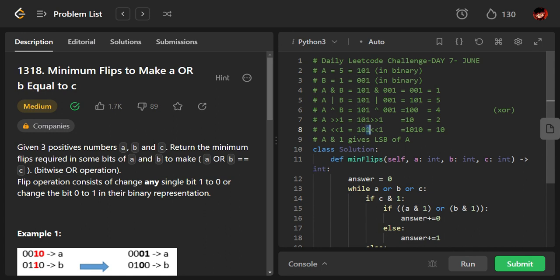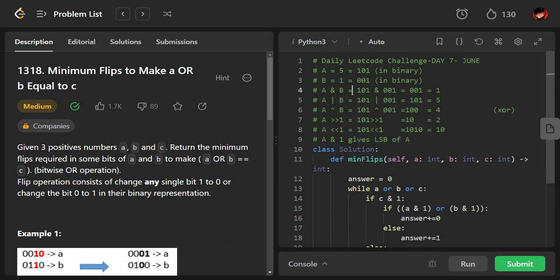So now, whenever we want to get the LSB of a number, for example, A is a number like this, and I want to get its LSB, what I will do is AND with 1. Why 1? See, 1 is like this. Whenever you do AND with 1, you will get the LSB of A. How will you get it?